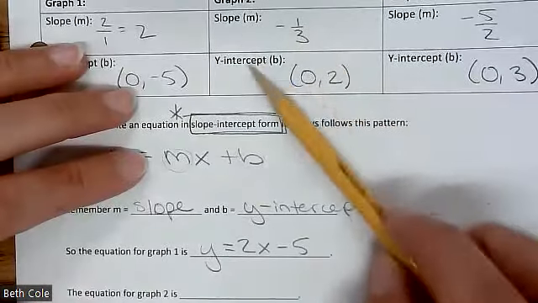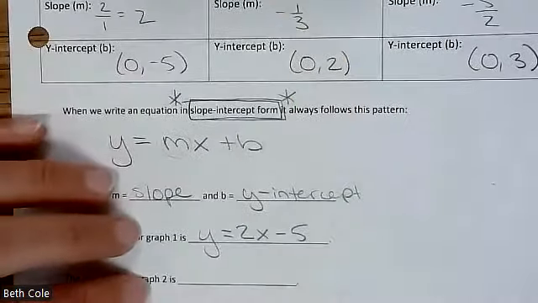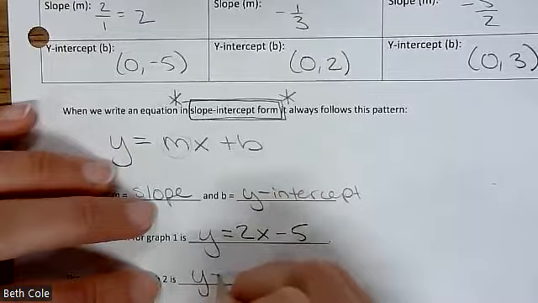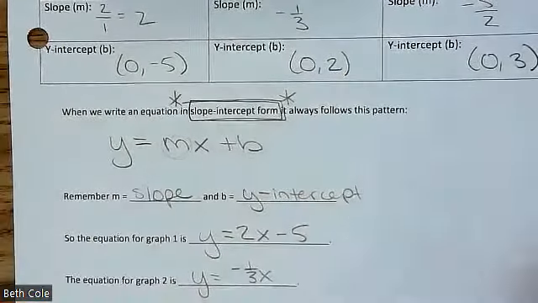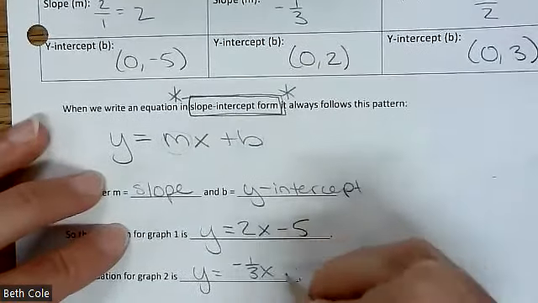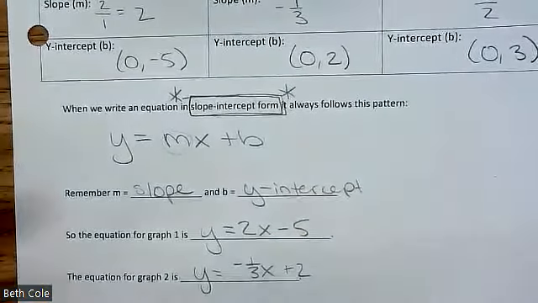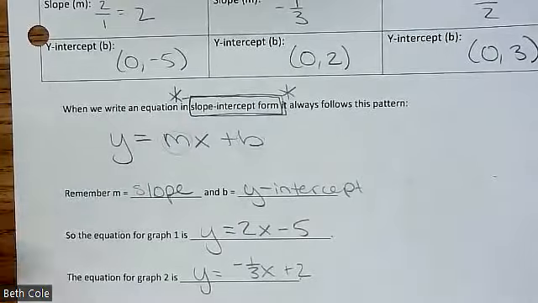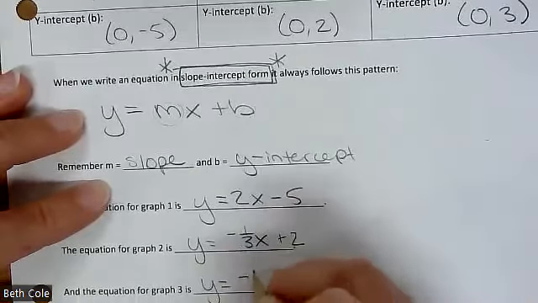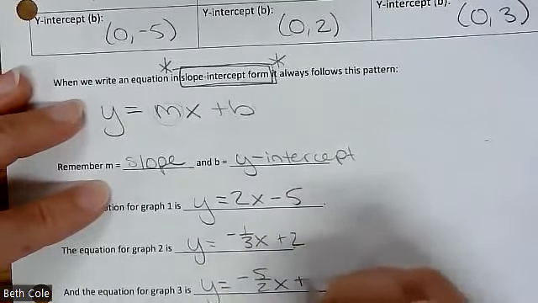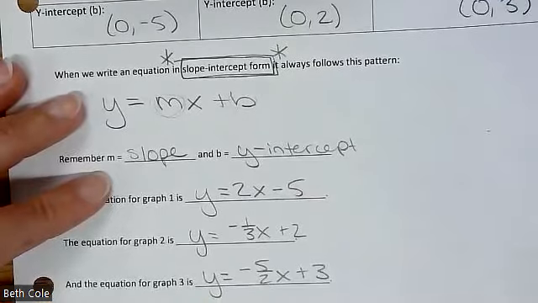Exactly. All right, so look at number 2. This is the information we got for number 2. What would that equation be? Y equals -1/3 x plus 2. That's it. What was your question? No, that's what it is. Oh, you did do this? All right, and then for number 3, it'll be y equals -5/2x plus 3. Please, it's not that hard.